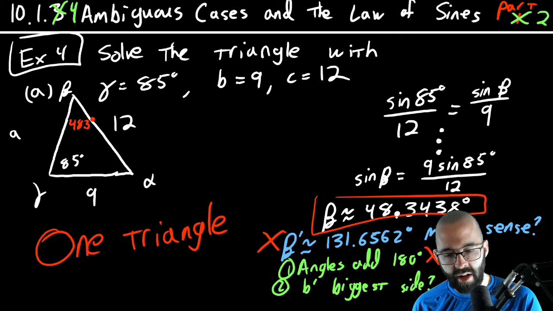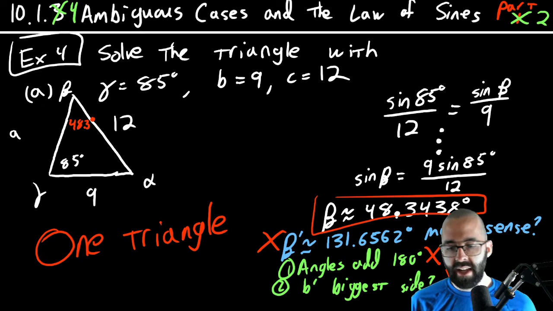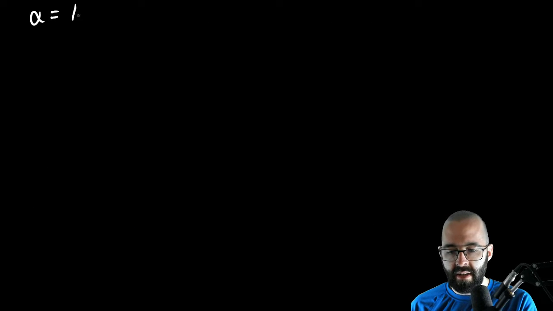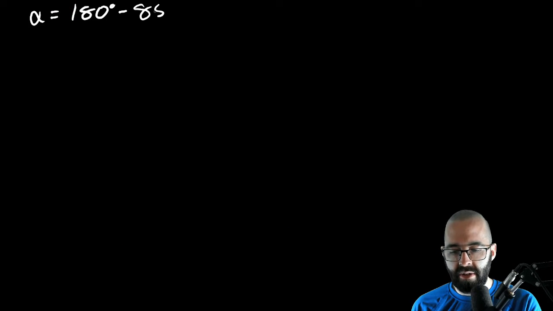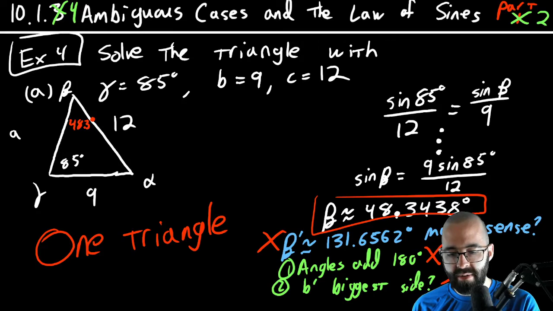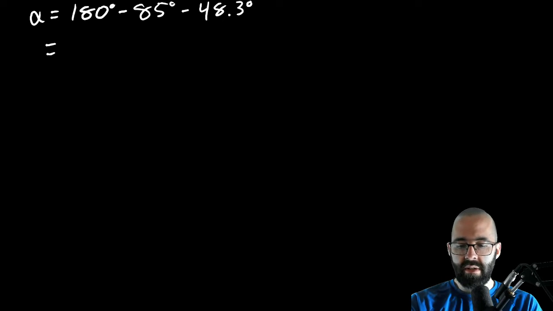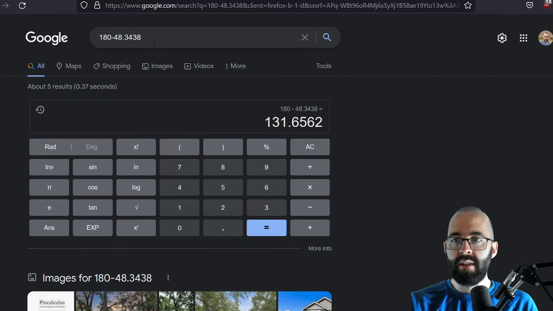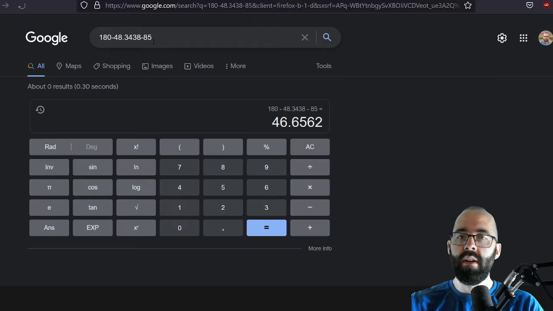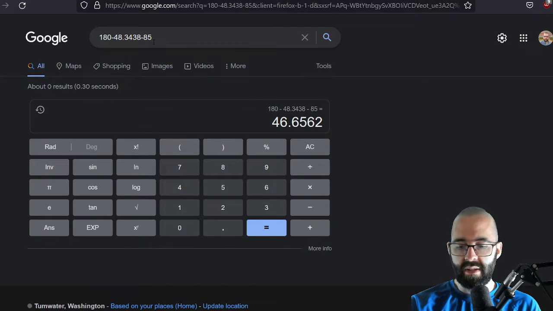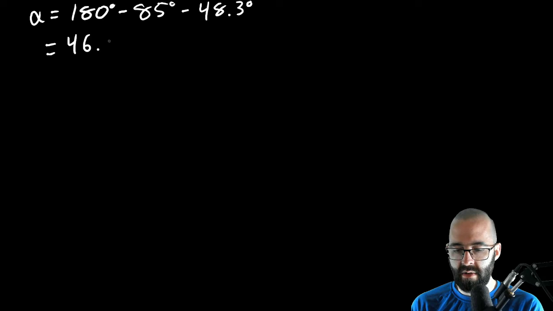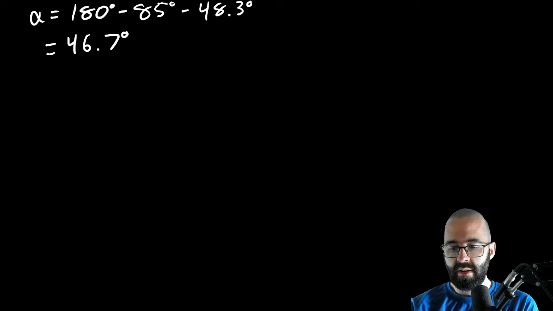Let's keep on going. All that's left is alpha and A. So just like before, the angles in a triangle add up to 180 degrees. We know part of it is 85 degrees, and we know the other part is 48.3 about. What is that going to equal? Type it in a calculator. 46.7 approximately. That's our alpha.